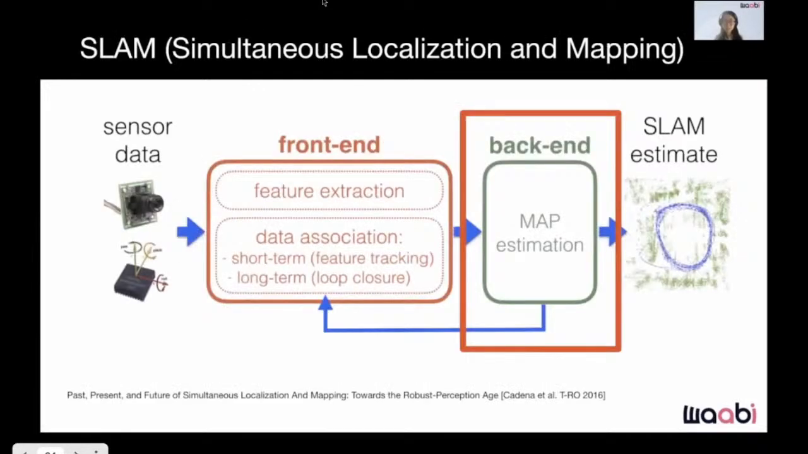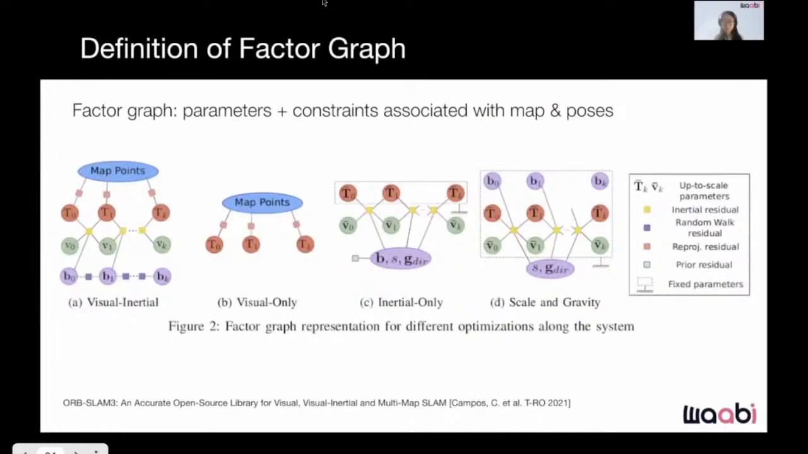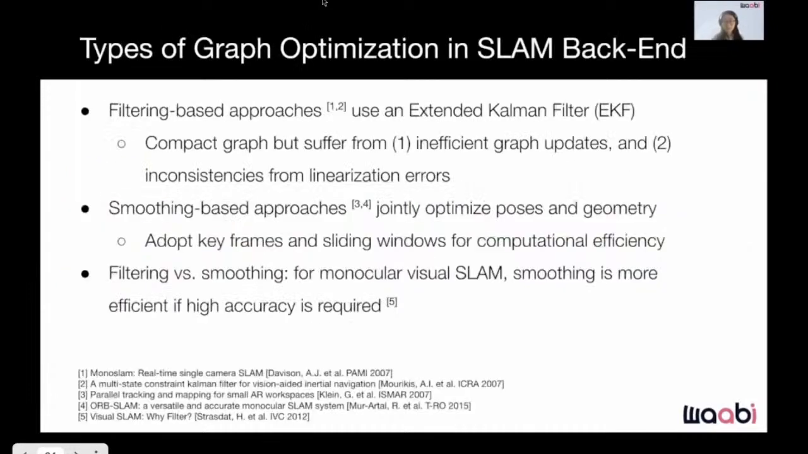Next, we will discuss the SLAM backend. With the raw sensor data, the SLAM frontend constructs a factor graph where the nodes are the parameters associated with the 3D map and the vehicle poses, and the edges are the constraints obtained from the sensor observations. The SLAM backend then takes this factor graph as input and performs graph optimization to jointly refine the 3D map and the vehicle poses. The backend graph optimization can be divided into two approaches.